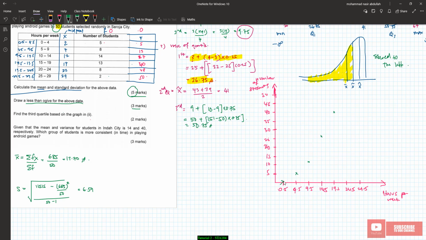Right, you look at the second question. After that question, dia tanya, find the third quartile based on graph. Means that you need to draw it properly. Right, measure it properly. So 24.5 should be equal to 48. 48 somewhere close to 50. And the last one is equal to 50 lah.